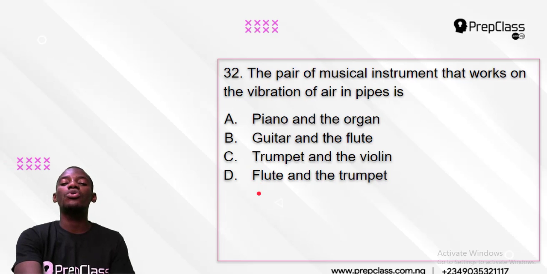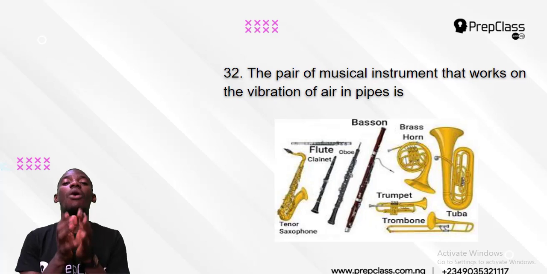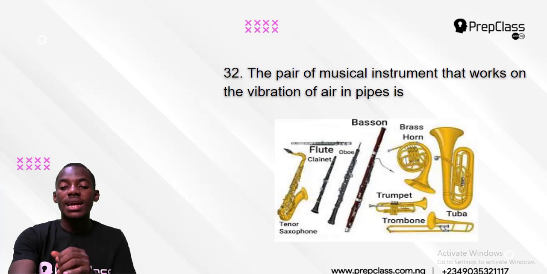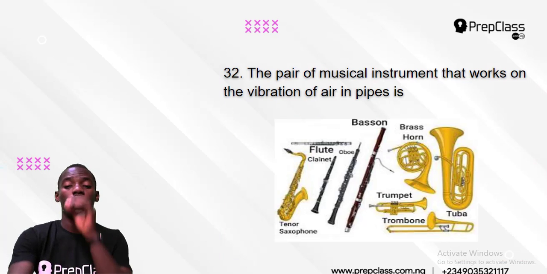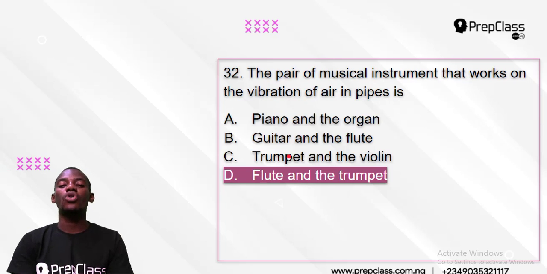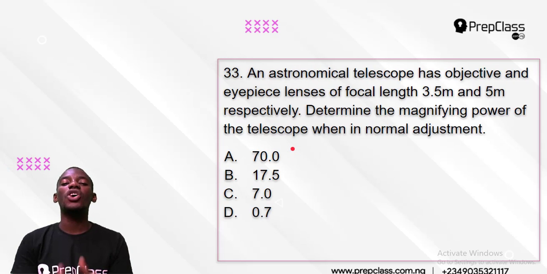Then the last one is flute and trumpet. That is the correct answer. Flute and trumpet use air. They are all wind instruments. So therefore the answer is option D, trumpet and flute, because they both use air. So they are called wind instruments, and that settles number 32. Let's talk about number 33.